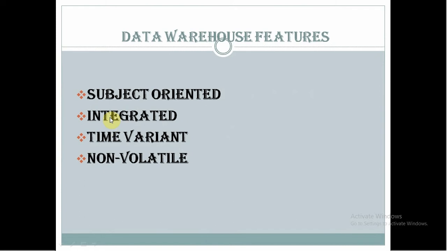Integrated. A data warehouse is constructed by integrating data from heterogeneous sources such as relational, flat files, etc. These integrations enhance the effective analysis of data. Time variant. The data collected in the data warehouse is identified with a particular time period. That is, data in a data warehouse provides information from the historical point of view. And last feature is non-volatile. It means the previous data is not erased when new data is added to it.